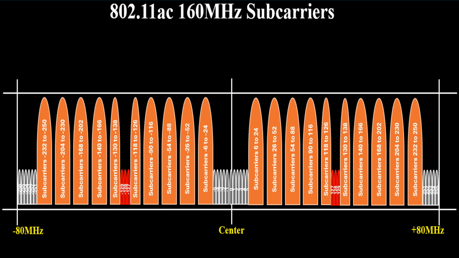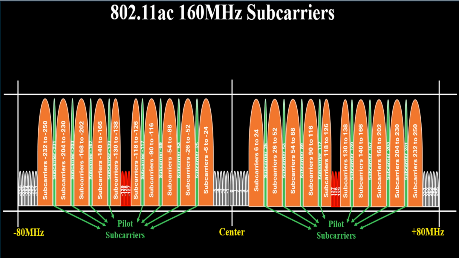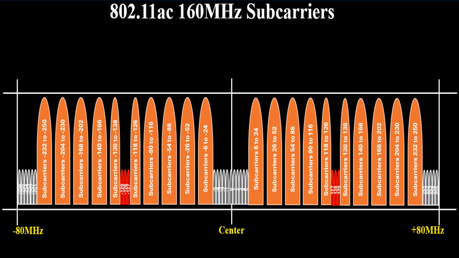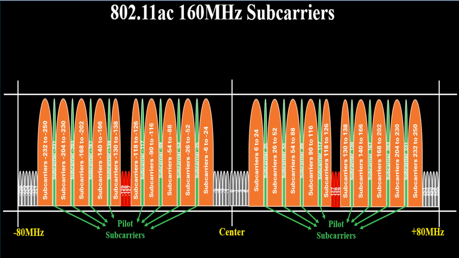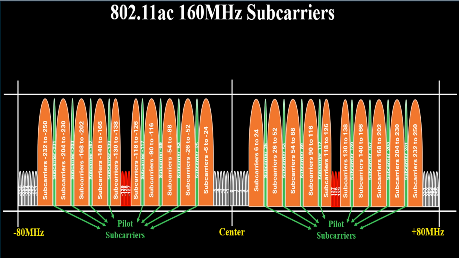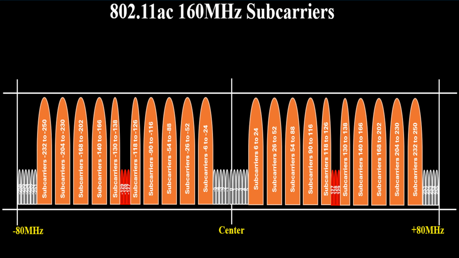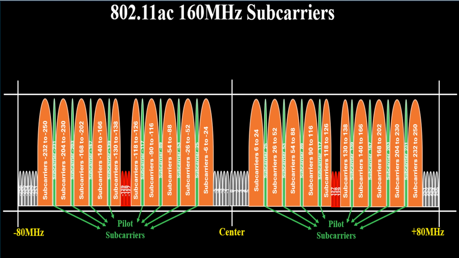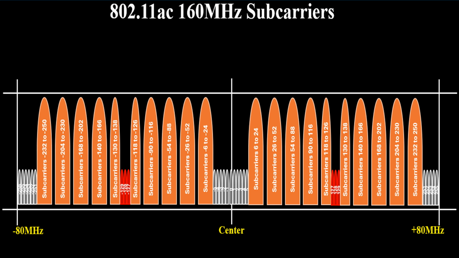Pilot subcarriers. Pilot subcarriers are used for channel estimation and synchronization between transmitter and receiver. Pilot subcarriers carry specific training sequences and assist in data demodulation. There are 16 pilot subcarriers in an 802.11ac 160 MHz channel with indices at -231, -203, -167, -139, -117, -89, -53, -25, 25, 53, 89, 117, 139, 167, 203 and 231.